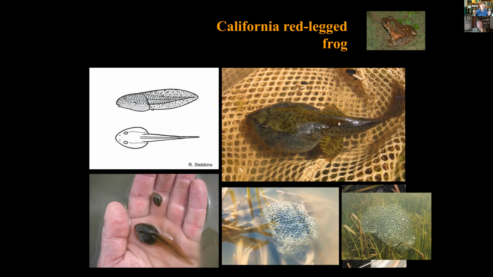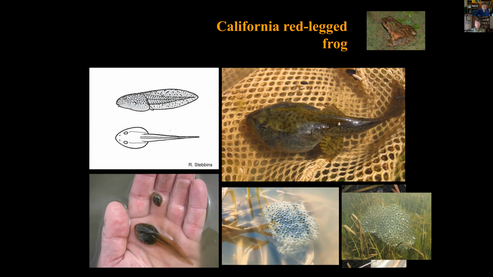So how do you tell a frog larva from a salamander larva? Salamander larva has external gills. Frog larva has internal gills. They're covered. You're not going to see them. And so they take advantage.